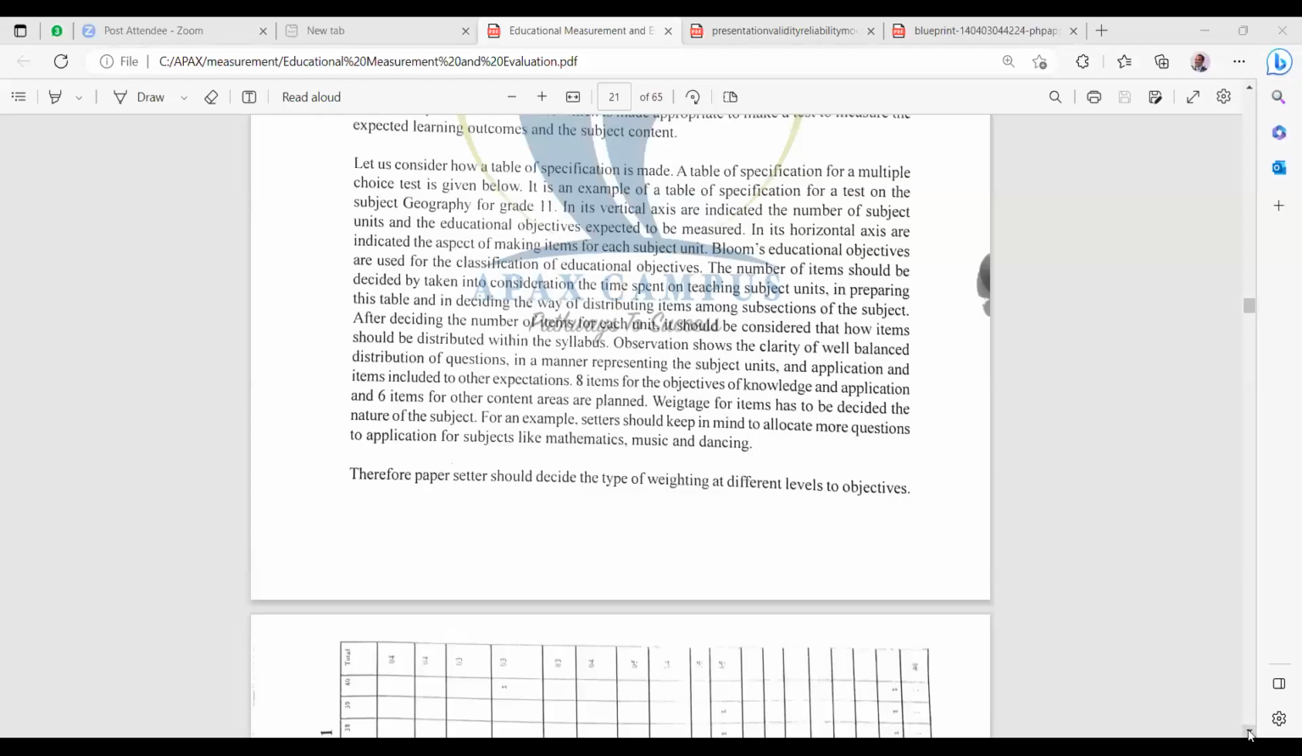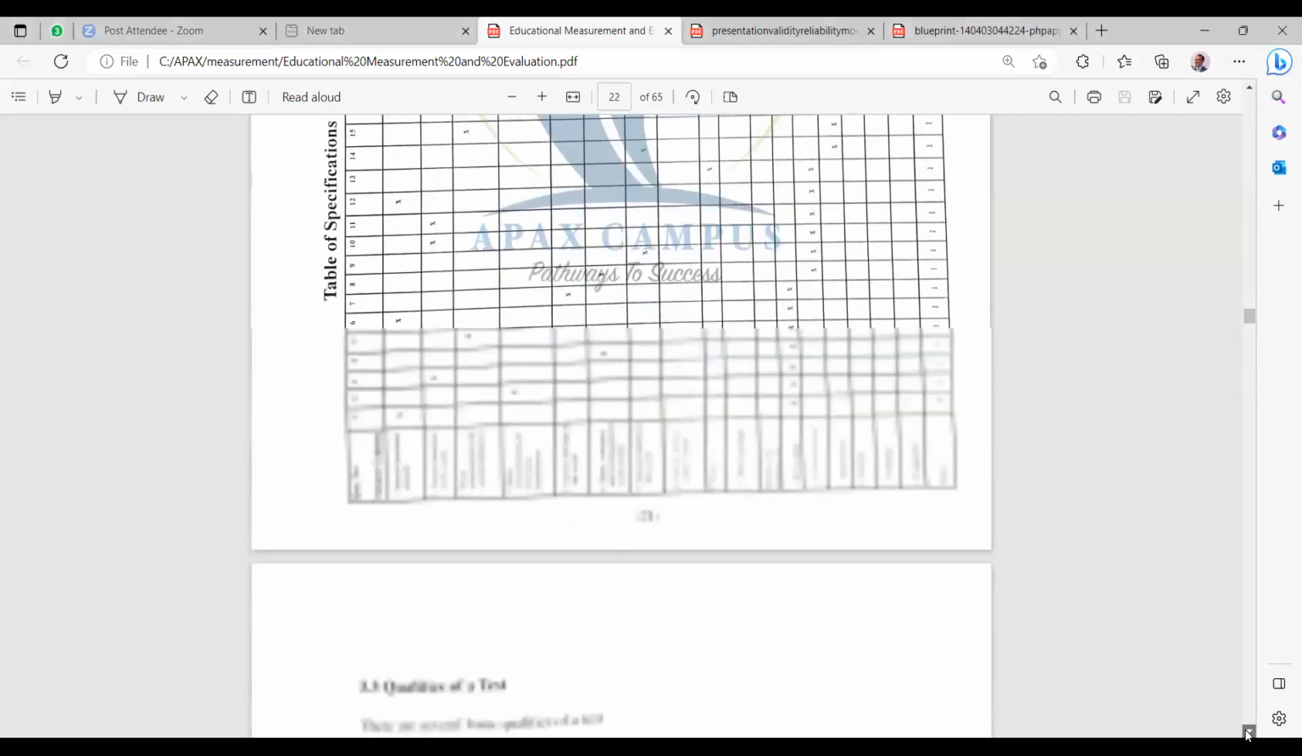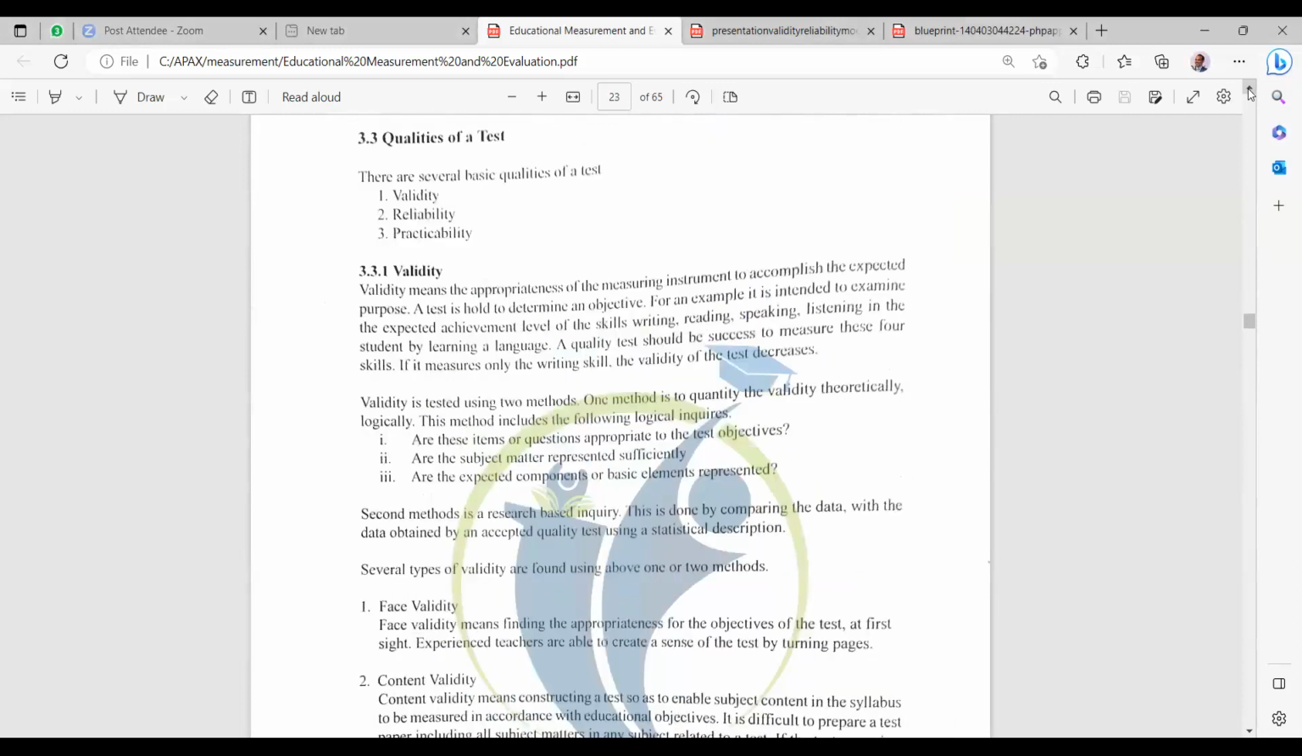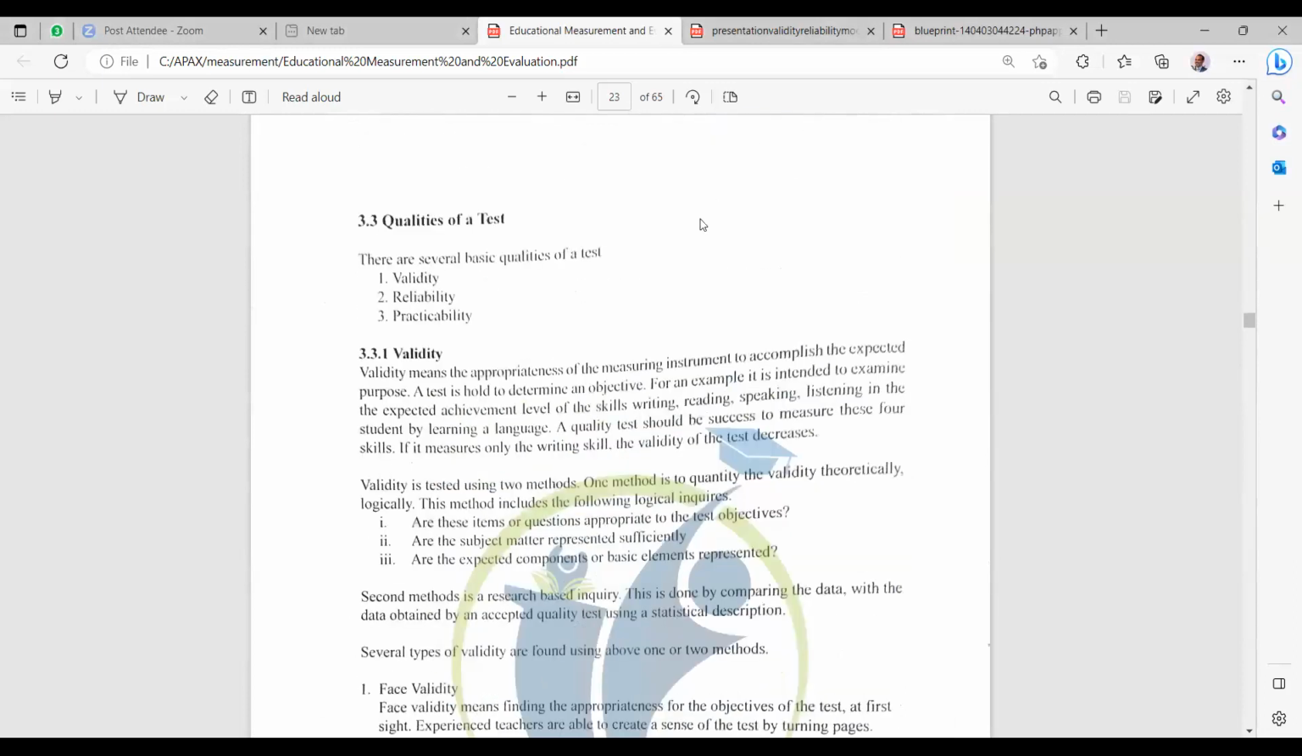Characteristics of a good test. I would like to start with something simple. Okay, let's look at this document first. It gives us 3 characteristics. Qualities of a test. There are several basic qualities of a test. They are validity, reliability, and practicability. Right. So I believe that practicability is easy to understand. So let me first discuss practicability.